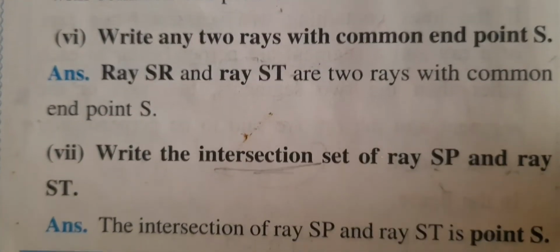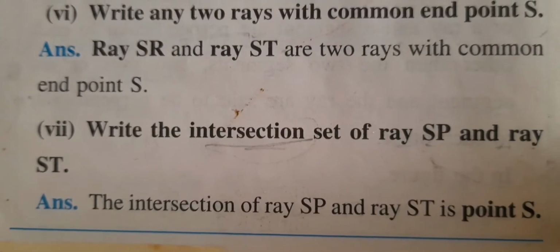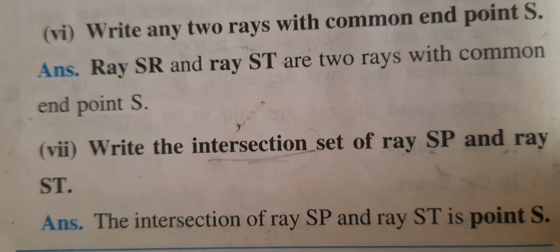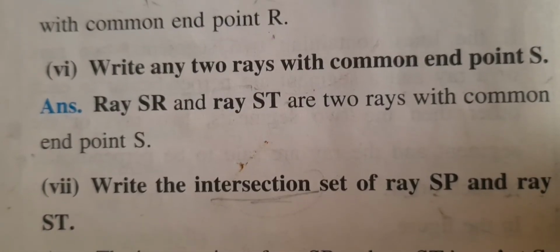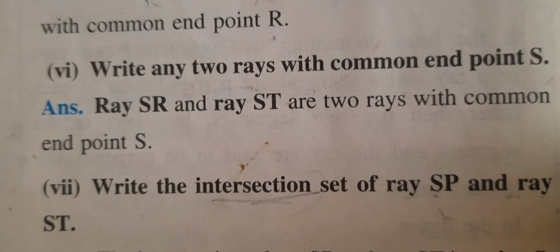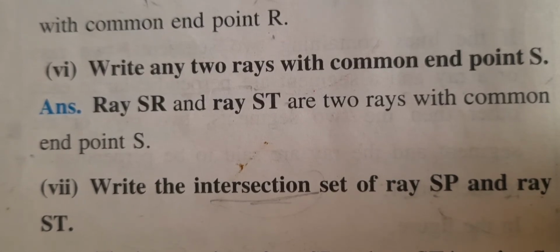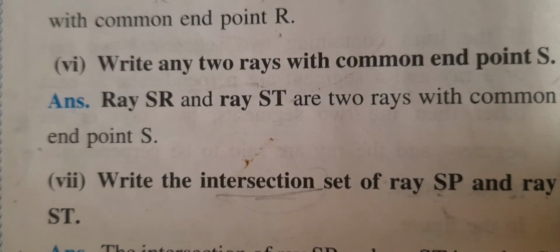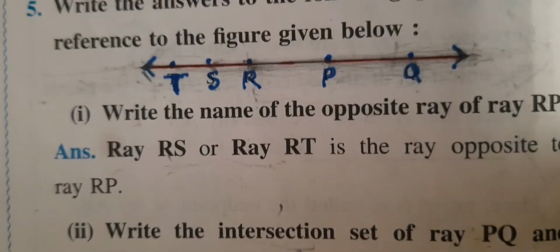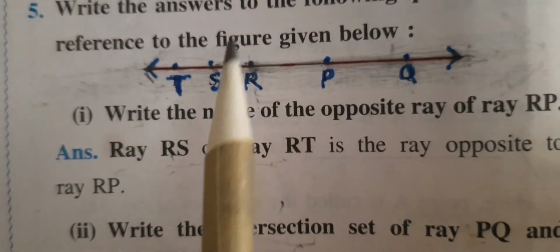Now we want the intersection set of ray SP and ray ST. Intersection set means the common part of both the rays. How much part is common? Ray SP and ST. See the diagram.